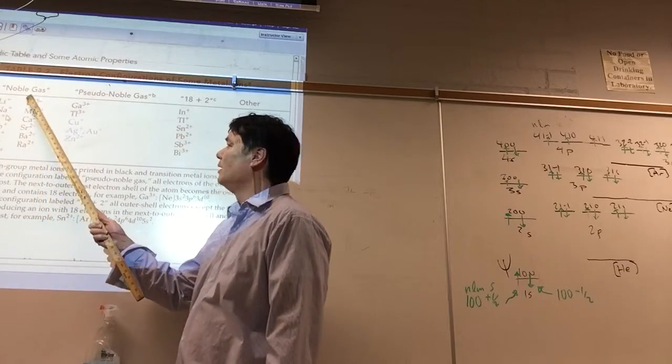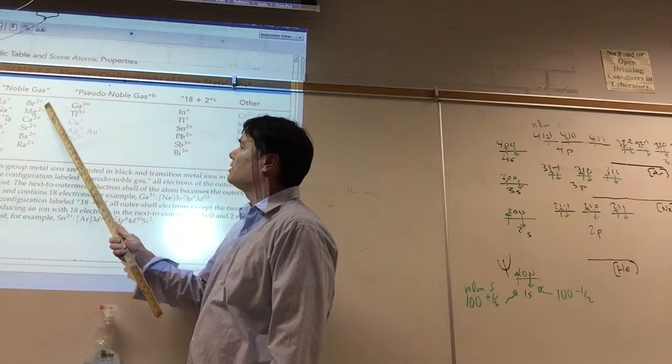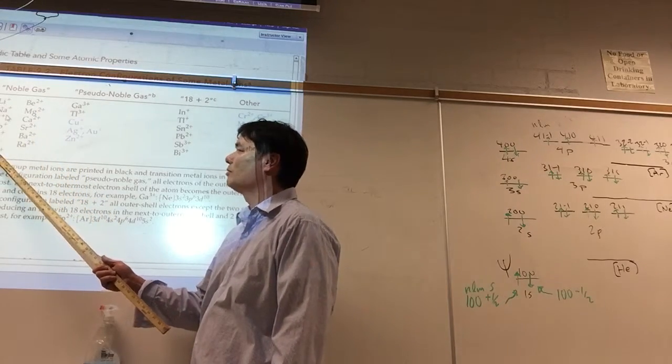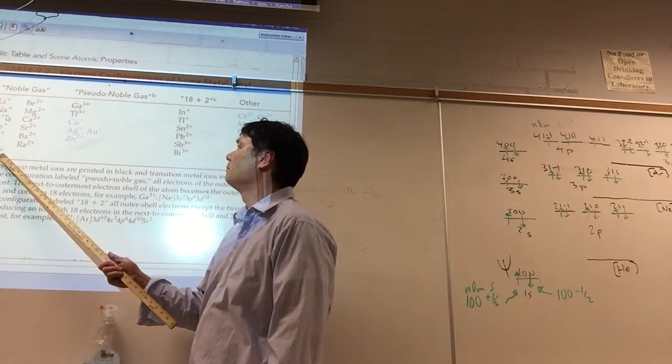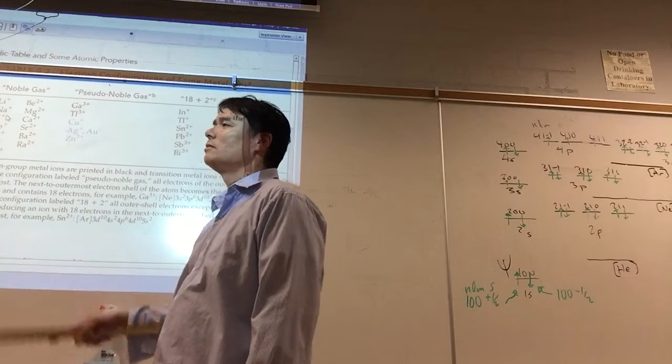Sodium is going to lose 1. All these have 1 valence electron, and they'll lose 1. All these have 2 valence electrons, they'll lose 2. Then we're at the core. Aluminum has 3 valence electrons, it loses 3. And so we use the nearest noble gas to figure out what the charge is going to be.